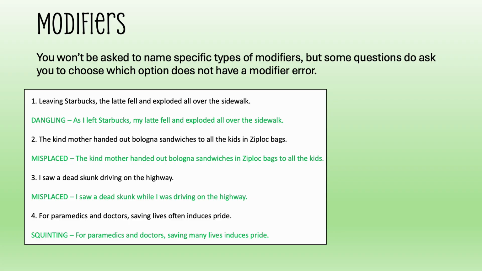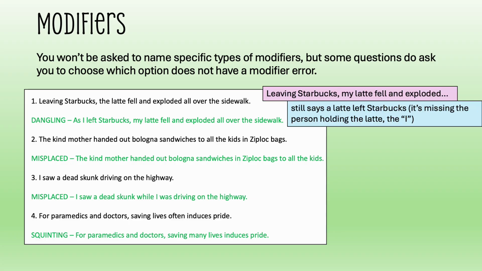So just looking at number 1, "Leaving Starbucks, the latte fell and exploded all over the sidewalk." That is a dangling modifier because it is missing a subject. Now, a lot of you wrote something like, "Leaving Starbucks, my latte fell and exploded all over the sidewalk." But that correction still implies that a latte was leaving Starbucks by itself and walking out on 2 legs, which we know doesn't happen. So it makes for a funny modifier. So we needed to add the subject in. We needed to add the I here to make it make sense.